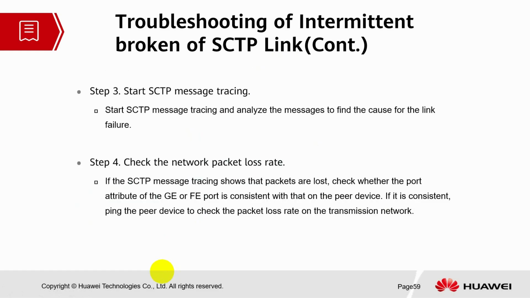So next, we have to start the message tracing as I've shown earlier. Try to analyze the messages and find the cause of the link failure from the tracing, provided you are an administrator level user. Check the network packet loss rate. If the message tracing shows there is packet loss, check whether the port of the GE or FE port is consistent with the peer device. If it's consistent, we try to ping back and make sure there is no packet loss rate from the transmission network. So this is how we analyze the intermittent issue of the SCTP link.